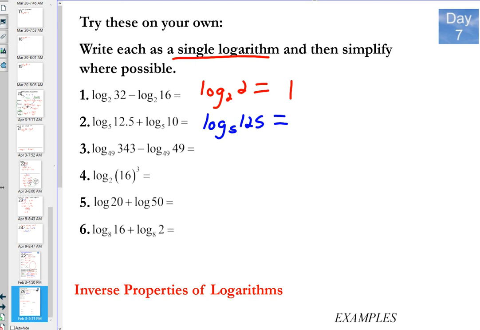You can either do log 125 divided by log 5, or you could do a common base, which is what I'm going to do today. Log base 5 of 5 to the third. The point is, you get 3. So the next one, what property?